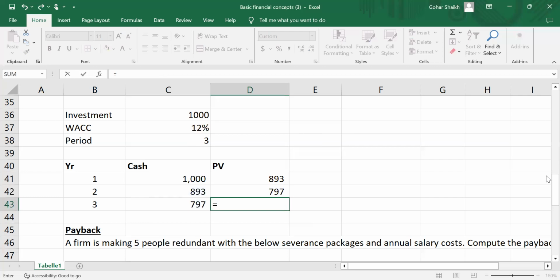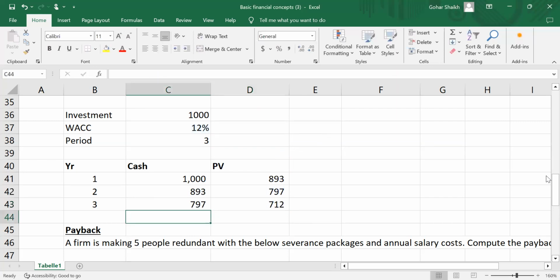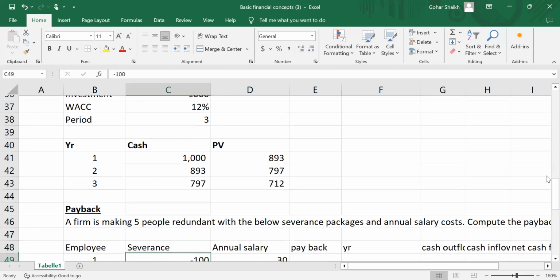Then for the third year, we will do 797 multiplied by 1 plus r to the power 3 minus 2, which eventually equals negative 1, and we get 712. So we get our present value for the third year as 712.